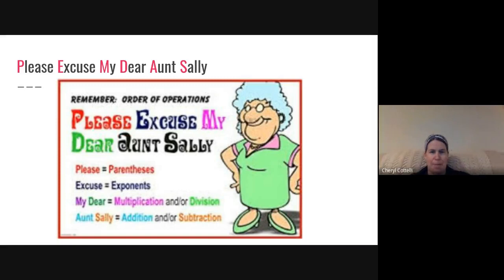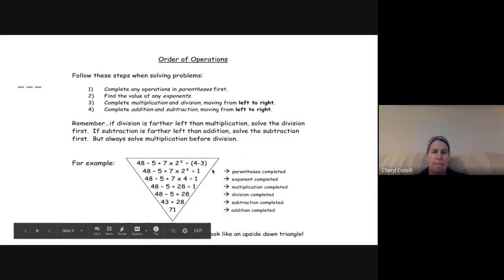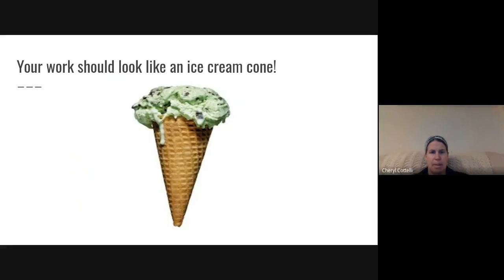So I hope you enjoyed my Aunt Sally. I am sorry. She embarrassed me a little bit. Still not sure what we're going to excuse her from, but it's a good way to remember order of operations. Please excuse my dear Aunt Sally. Parentheses first, exponents, multiply or divide, add or subtract. And when you're doing the problem, you'll see it starts looking like a triangle or an upside-down ice cream cone as you write everything out, and then eventually you get your answer.